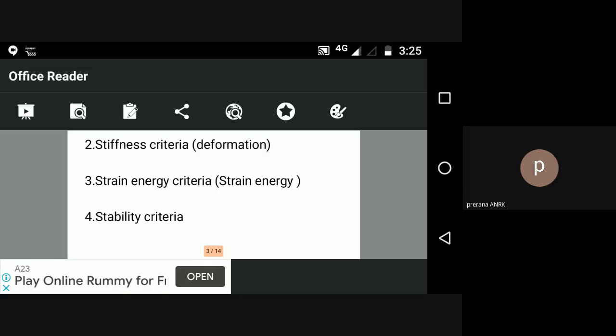If you apply some external load, the spring can store some energy. That energy is called strain energy. If you remove that load, the energy disappears. That's why strain energy can be stored only in elastic members. It cannot be stored in plastic bodies. It can be stored in elastic bodies only.